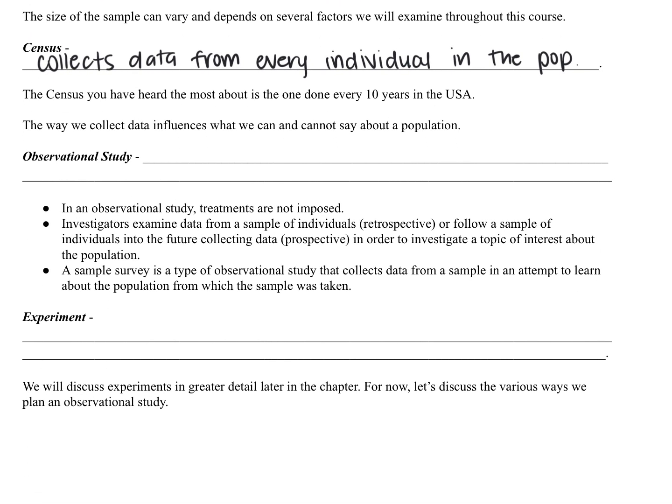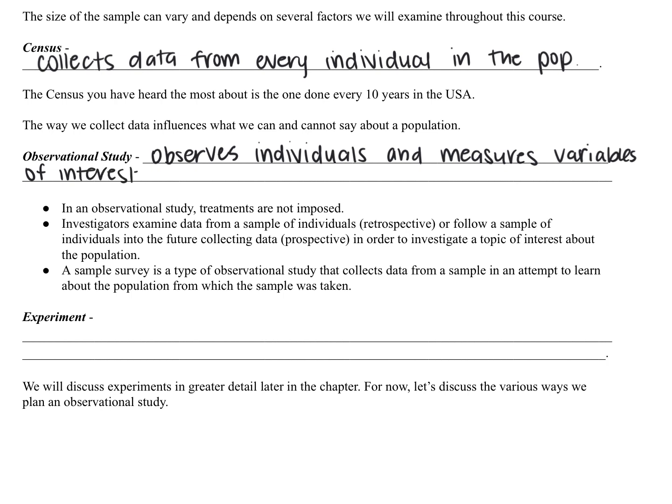There are also two main ways that we are going to talk about collecting data. And the way we collect the data influences what we can and cannot say about a population. So the first one is something called an observational study. And what it does is it observes, it's part of the name, individuals and measures variables of interest but does not attempt to influence the responses.